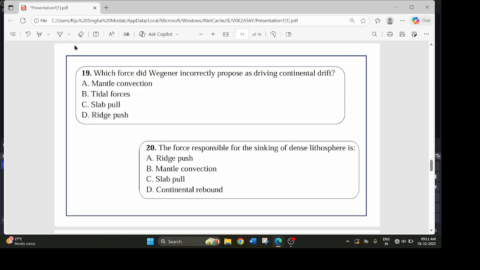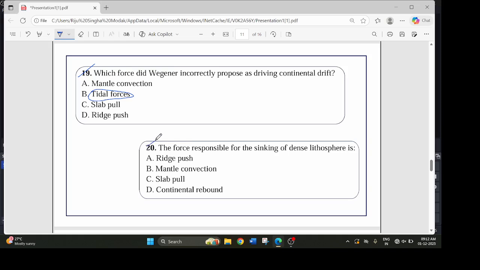Next is question 19. Which force did Wegener incorrectly propose as driving continental drift: mantle convection, tidal force, slab pull, or ridge push? The correct answer is tidal force. Wegener suggested that the gravitational pull of the sun and moon, the tidal force, and earth's rotation, or centrifugal force, could move the continents.